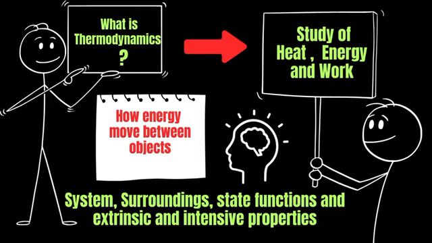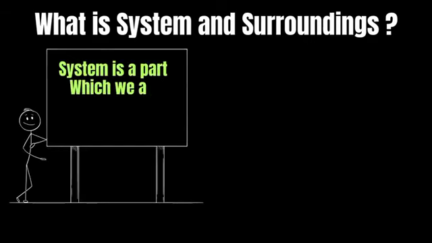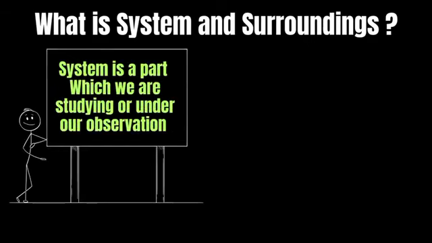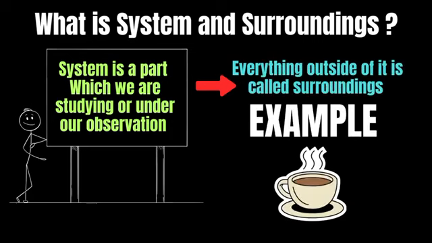Let's understand what a system and surroundings are. In thermodynamics, a system is the part which we are studying, or simply, that which is under our observation, and everything outside it is called the surroundings. For example, if we take a cup of hot coffee, the coffee inside the cup is the system, and everything around it, including the air, is the surroundings.